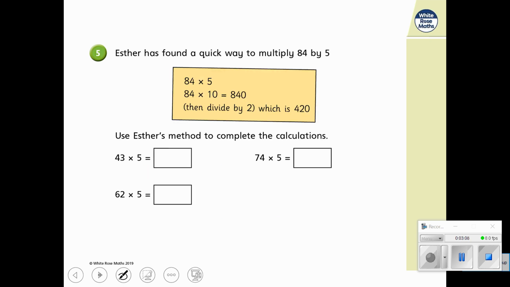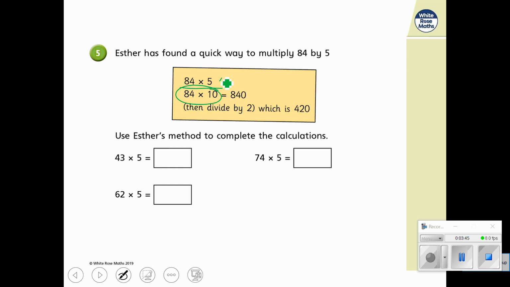Okay, now we've got Esther, and she's found a quick way to multiply 84 by 5. So what we've got to do is look at her method and try and use the same method to work out these 3 questions. Let's have a go. She's done 84 times 10. Okay, so 84 times 5. She's multiplied it by 10, which is twice as big as it should be, but then she's divided it by 2 to get back to where she should be. So she's used her knowledge of the 10 times table to help her out.